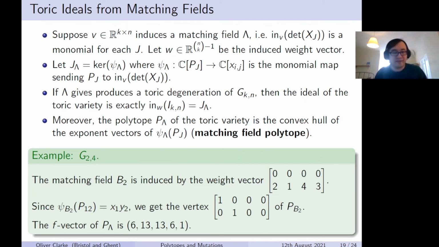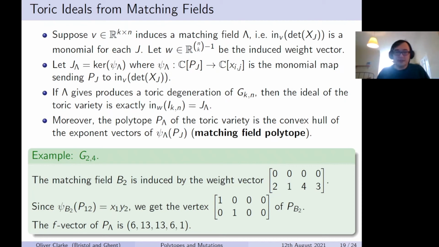And it turns out in this case, the f-vector of this polytope is 6, 13, 13, 6, 1. And in some way, for the Grassmannian Gr(2,n), all of the matching fields that give rise to toric degenerations give you the same toric variety. So in particular, this is the only f-vector you'll see for Gr(2,n).